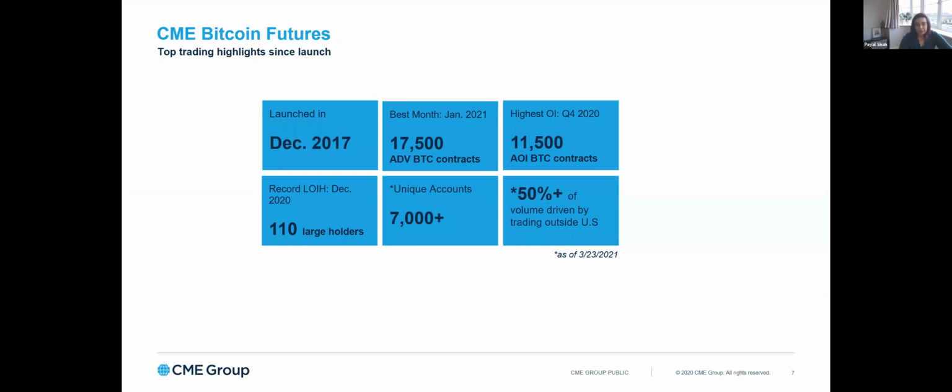Open interest in Bitcoin futures has also been growing steadily, and the average OI for Q4 2020 was just over 11,500 contracts. We continue to see institutional investors coming into the contract, and that's demonstrated by the number of large open interest holders and how that continues to grow. So large open interest holders are those traders who hold more than 25 Bitcoin contracts. And of course, each contract is 5 Bitcoin.